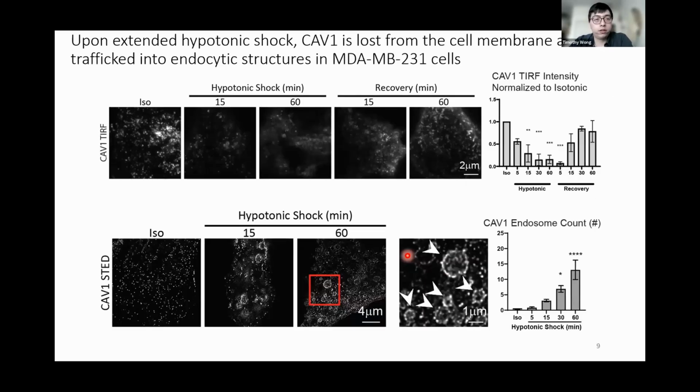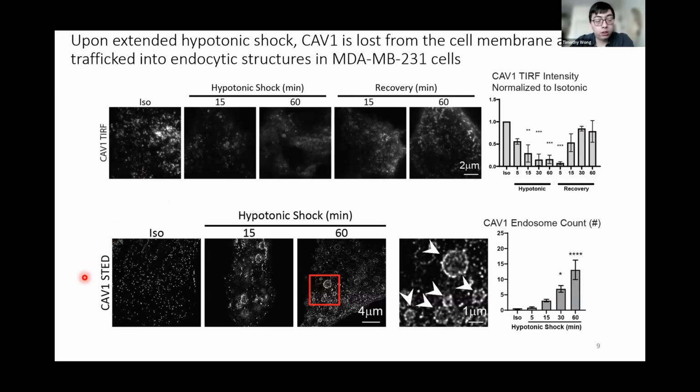So when we first did the study, we looked at longer, extended durations of hypotonic shock. What we saw first by TIRF microscopy, in fixed cells at various time points, was that we were losing CAV1 intensity, suggesting that we were losing CAV1 from the cell surface. So CAV1 intensity was decreasing through time with hypotonic shock. But when we put the cells back into isotonic media, the CAV1 intensity would come back, suggesting that the CAV1 was returning to the cell surface.